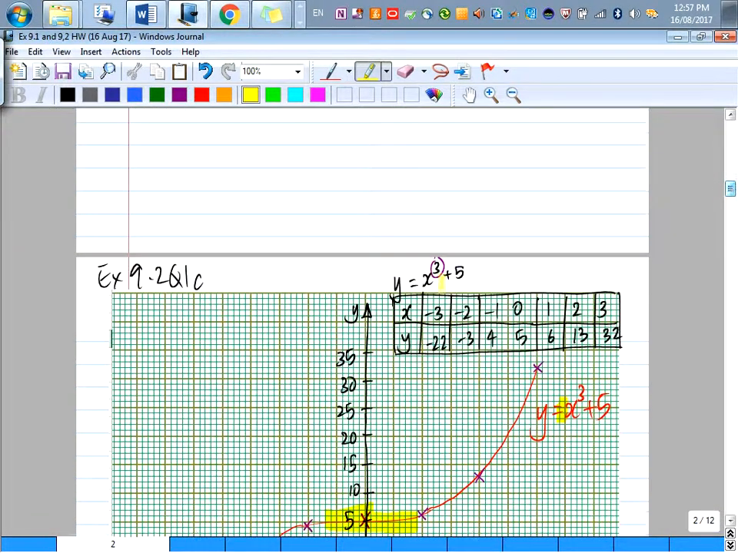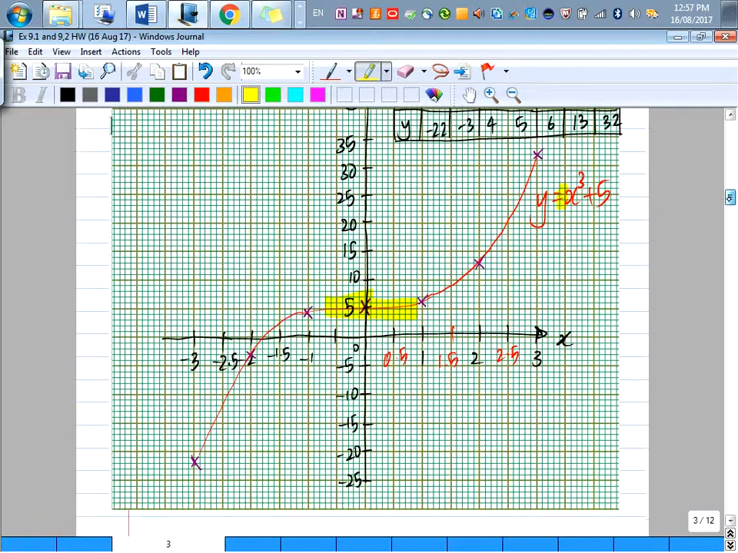Because of this plus 5. This plus 5 over here actually shifted the original curve up by 5 units. That's why all your values over here, you added a 5 when you substituted the corresponding values of x inside. That caused the whole graph to shift up by 5 units. Okay, so that's what's happening.